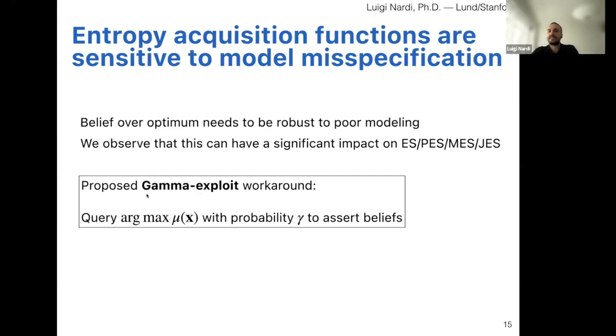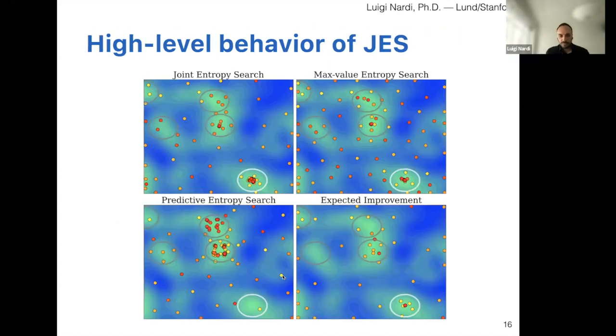So one simple trick is to use this workaround that we call gamma exploit, which basically says, every now and then, instead of just continuing optimization, let's go check what's going on in the argmax of mu of x. So you take your GP, you basically maximize the mean, and you just query that point 10% of the times, and this actually has a pretty big impact on performance. I will show some results on that, but this is just a quick and dirty workaround to the fact that entropy based methods are pretty sensitive to model misspecification.